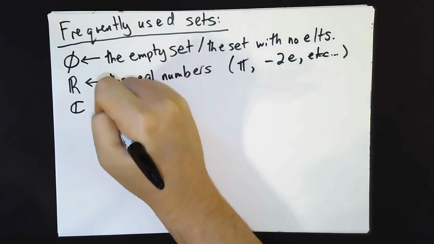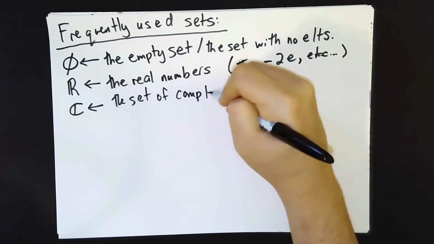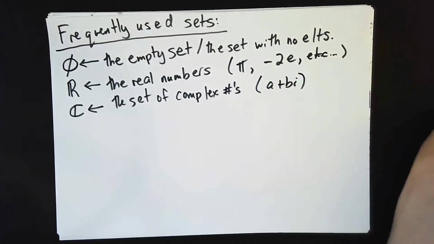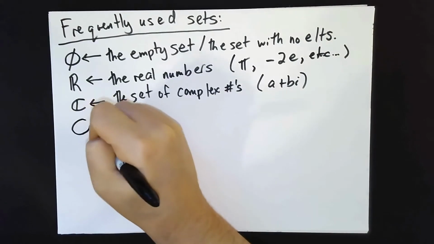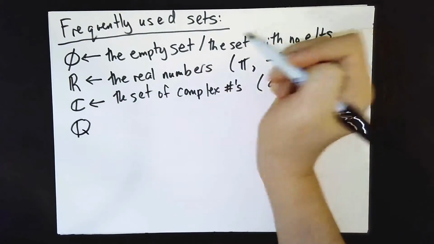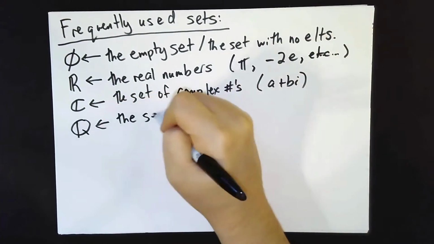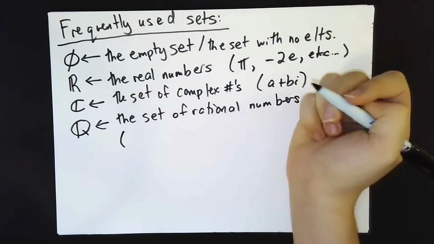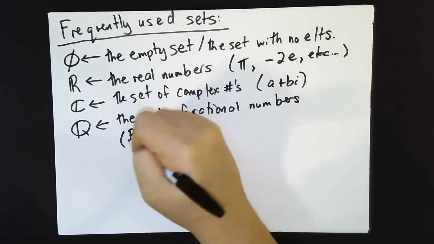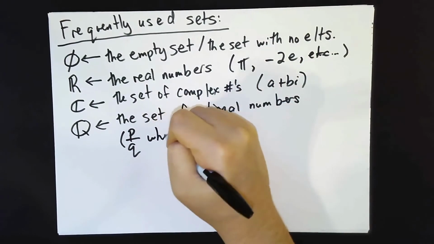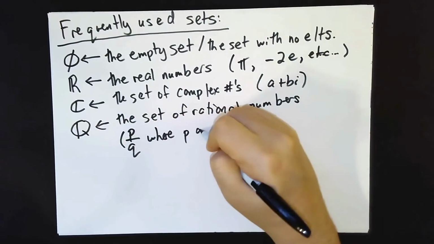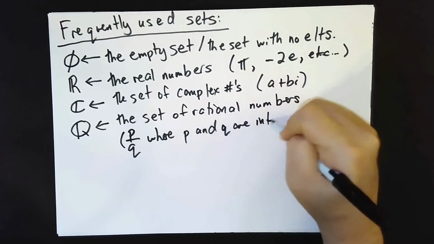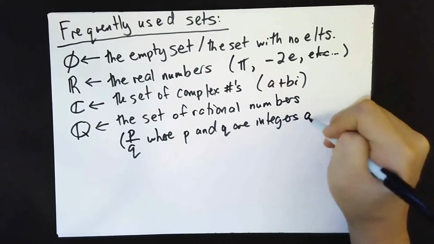C, which we're not going to use too often in this course, is the set of complex numbers. So these are the things that look like a plus bi. Going back to one that we will talk about a lot, Q, this is the set of rational numbers. So a rational number looks like p over q, where p and q are integers, and q is not 0.